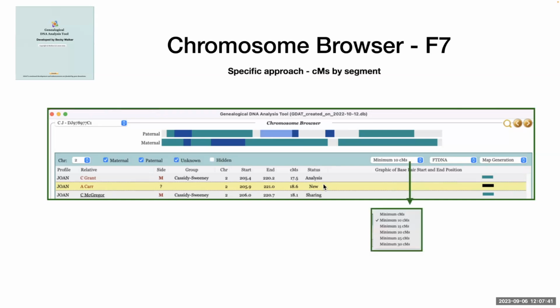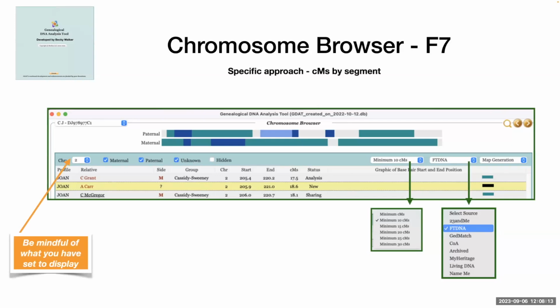You can also limit the screen to be showing certain levels. So if you've got a whole heap of matches that you haven't looked at, you might want to just show all those over 30 and work on those first, and then slowly move down the list if you're looking for a particular ancestor or it's a particular focus for you. You can limit the page by site once again, so you can just look at the MyHeritage matches or the FTDNA matches. And be mindful of what you've ticked up here, because that'll either show things or not show things depending on what you've selected.